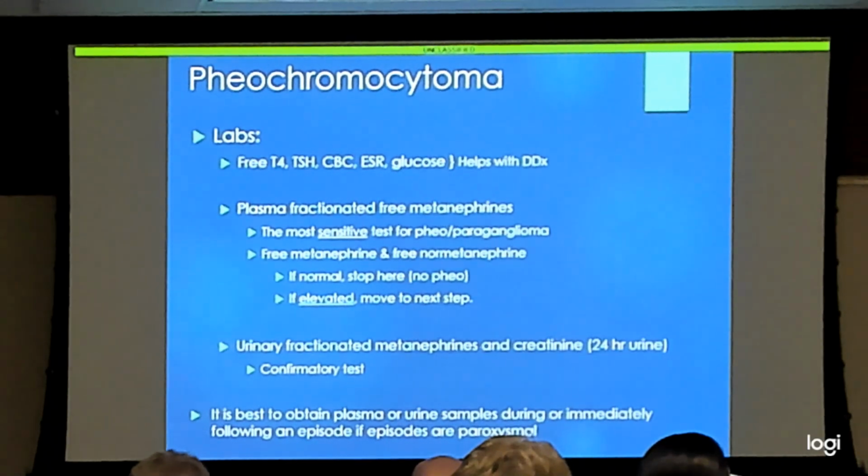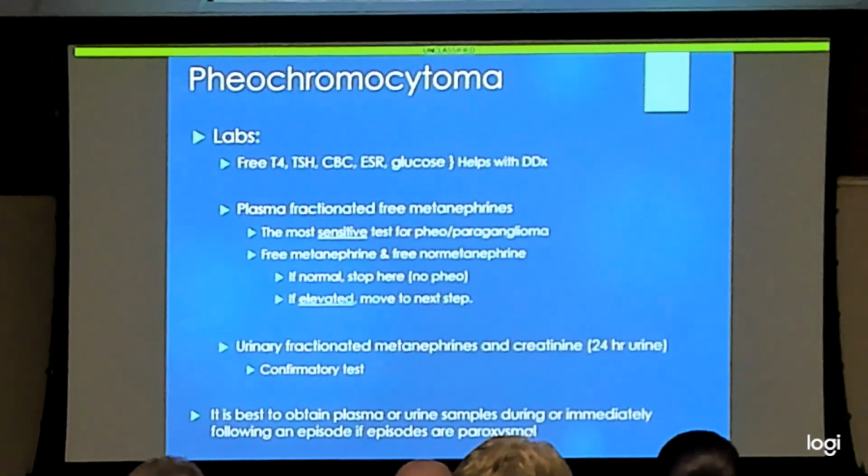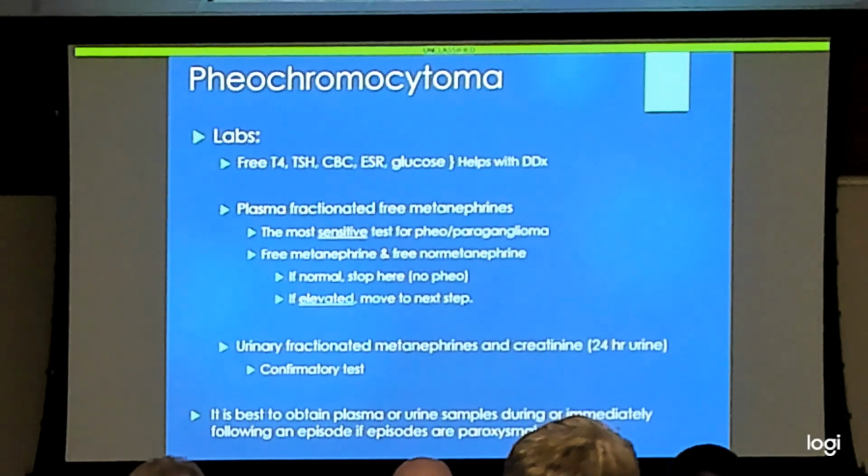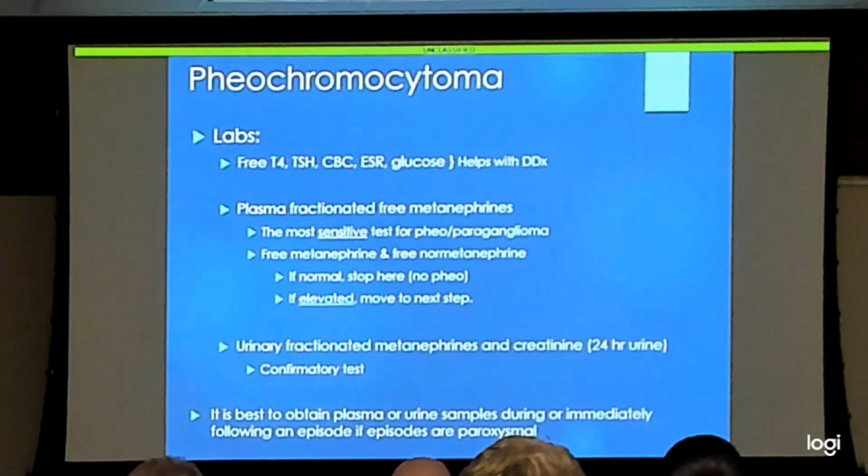If it's elevated, you move to the next step, which is once again, 24-hour urine fractionated metanephrines, and you also do creatinine as part of it. It's the same thing when your dexamethasone suppression test is elevated: you confirm with the 24-hour urine free cortisol, and it comes with creatinine. So again, that's common with every urine test we do. But I want you to remember, this is your first test you want to do. Plasma fractionated free metanephrines, easy test, super easy breezy.